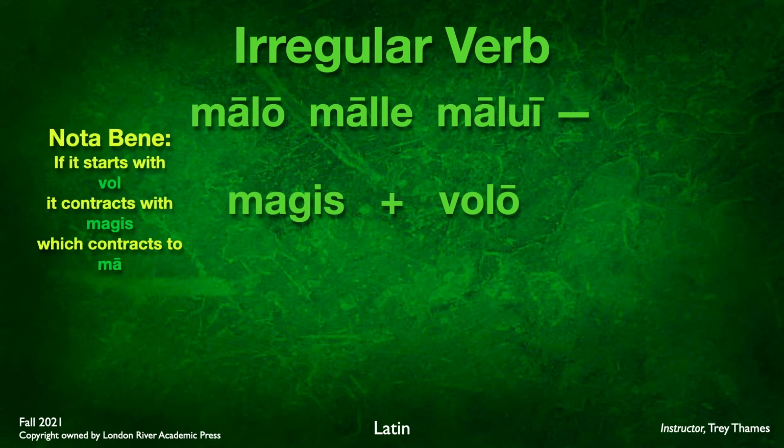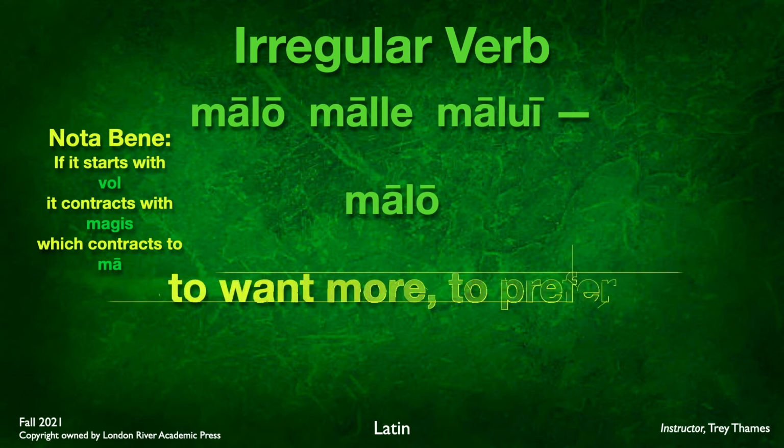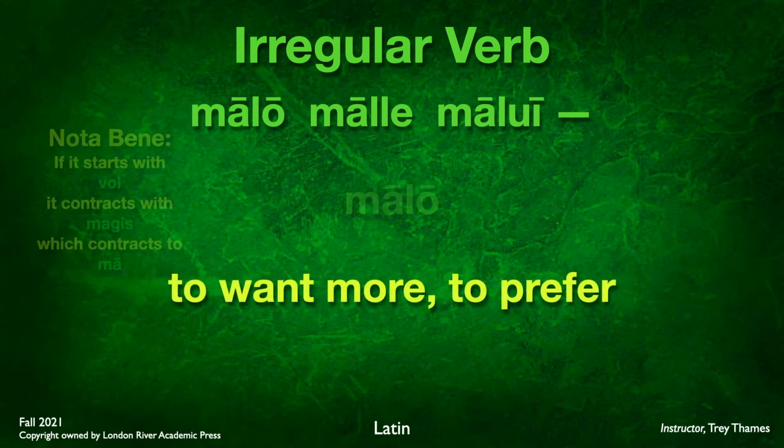So nota bene, if it starts with VOL, so any of the forms of the word volo that start with VOL, it's going to contract with magis, which, by the way, is going to contract down to just a ma with a long mark, a macron over that A. So you end up with mālō. It's going to completely contract together. And this means, again, as I said, to want more or to prefer.